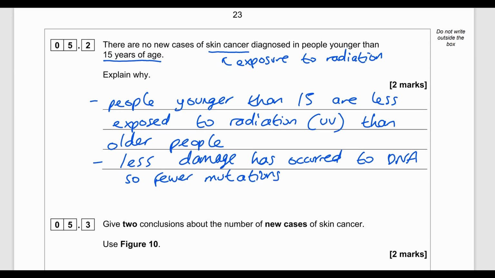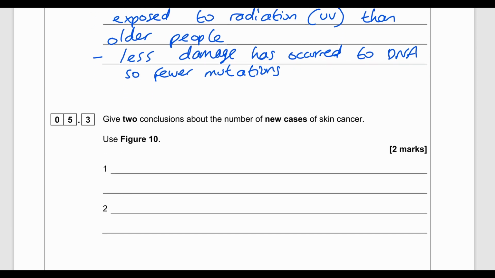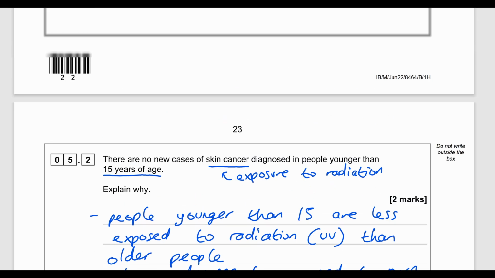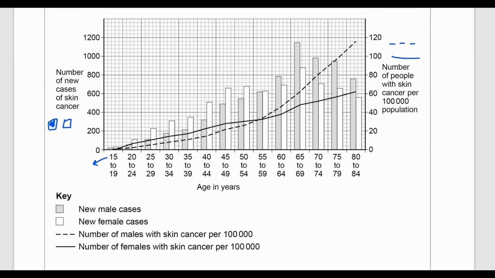5.3. Give two conclusions about the number of new cases of skin cancer. Use figure 10, 2 marks. So we're focusing on new cases. So that means 1, we're looking at the bars only. So 2, we're looking at the y-axis on the left. So we need to give two conclusions for this. Well, because there's male and female, that's one way that we can think about it. How are males different to females from this? Of course, we can just look at the trends also and see what happens with there.